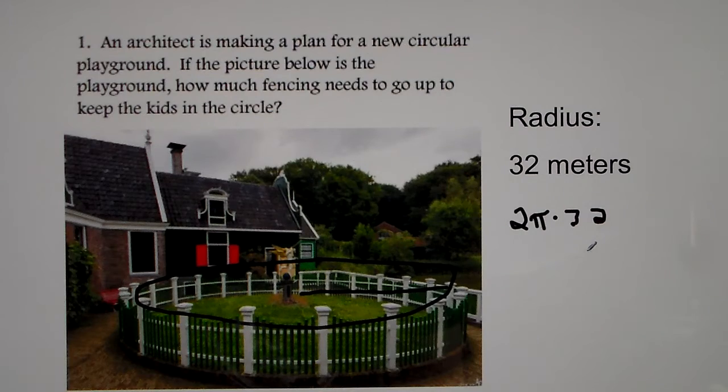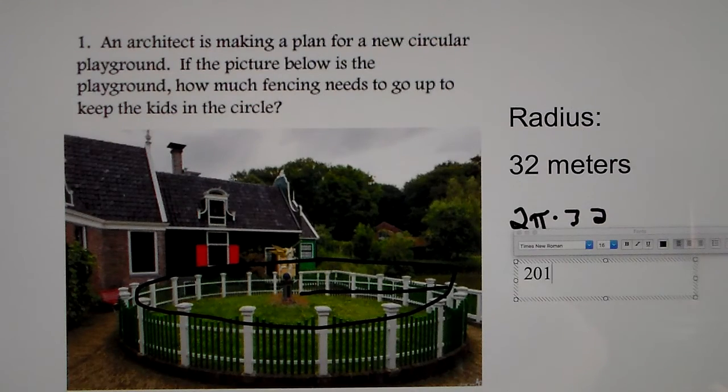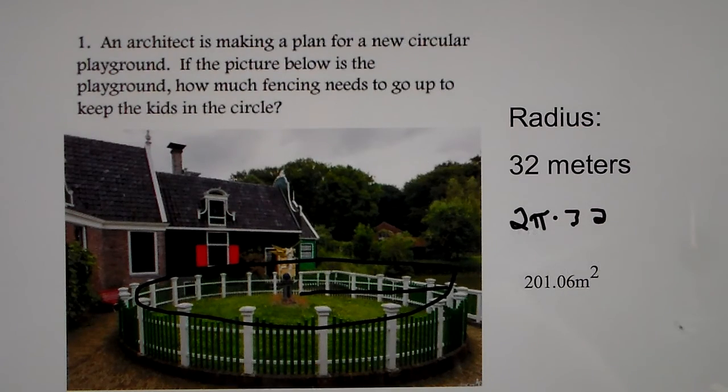So 2 times 32 times pi gets you 201.06. So I'll type that in: 201.06. And now it would be meters squared, because we were working with meters, because we were given 32 meters, and squared because it's a circular pattern, because we did radius times radius.